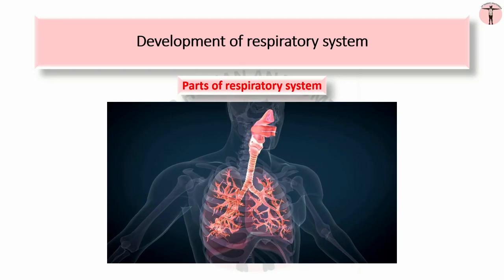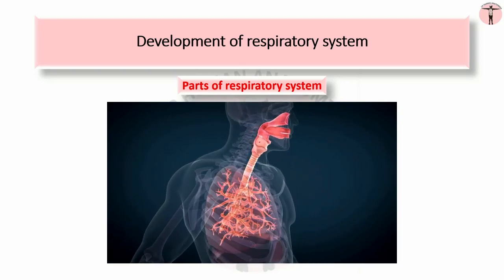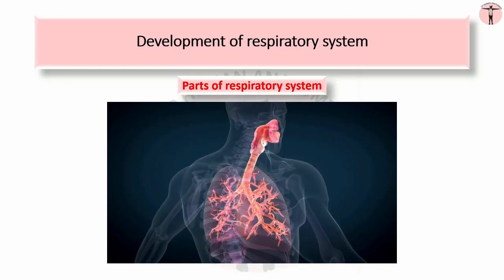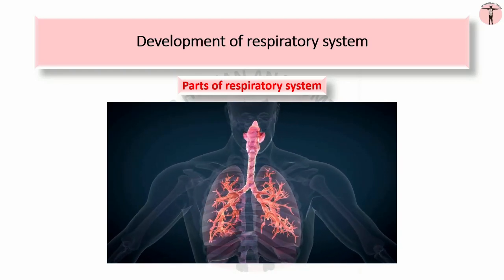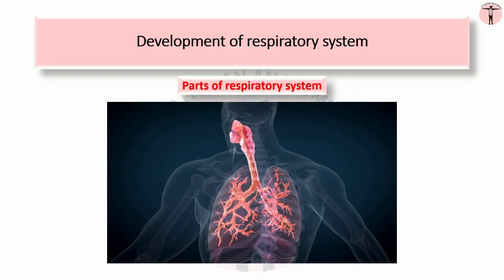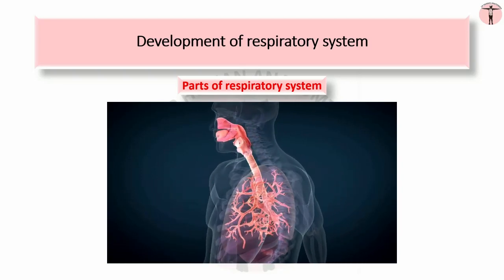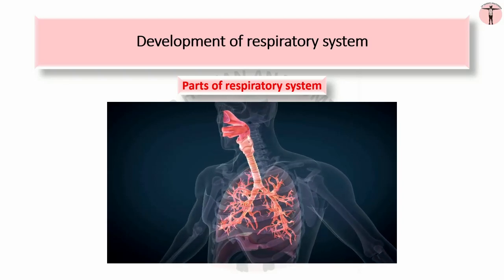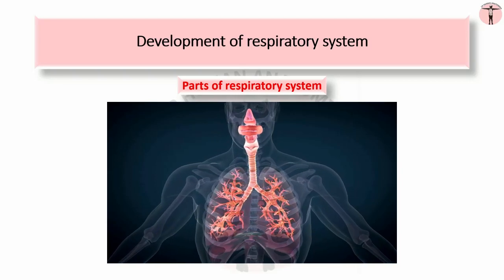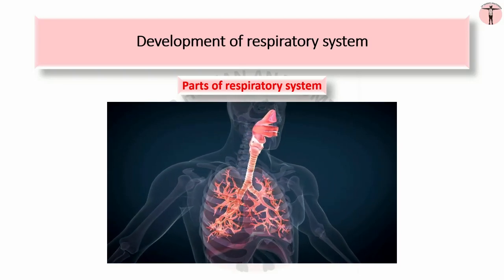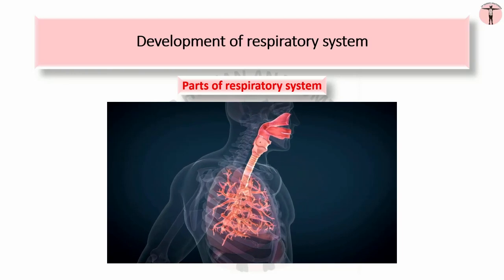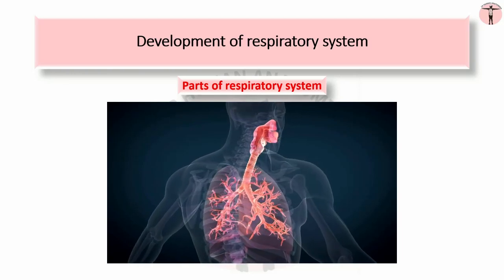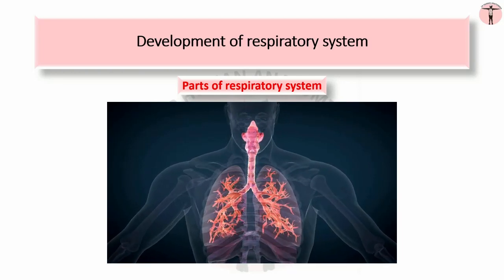The respiratory system has upper respiratory tract and lower respiratory tract. The upper respiratory tract includes the nasal cavities and pharynx. The lower respiratory tract includes the larynx, trachea, bronchi, bronchioles and alveoli. The development of the upper respiratory tract, which includes nasal cavities and pharynx, will be discussed under the development of head and neck. The lower respiratory organs from larynx to lungs will be discussed in this session.